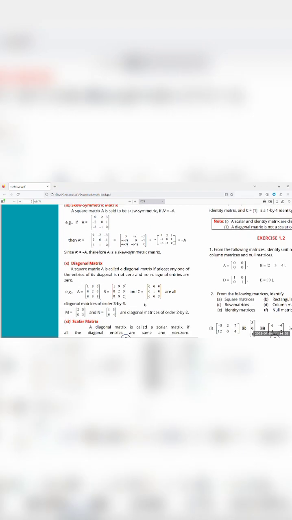Now this is the diagonal matrix. A square matrix is called a diagonal matrix if at least one of the diagonal entries is not zero and the non-diagonal entries are zero. Just understand this concept. You know how the diagonal is. This is 1, 2, 3. These are the diagonals, so these diagonal entries 1, 2 and 3 are the entries of which at least one is non-zero.